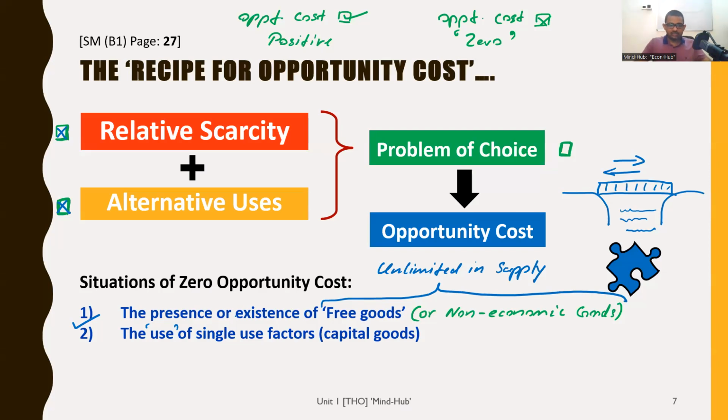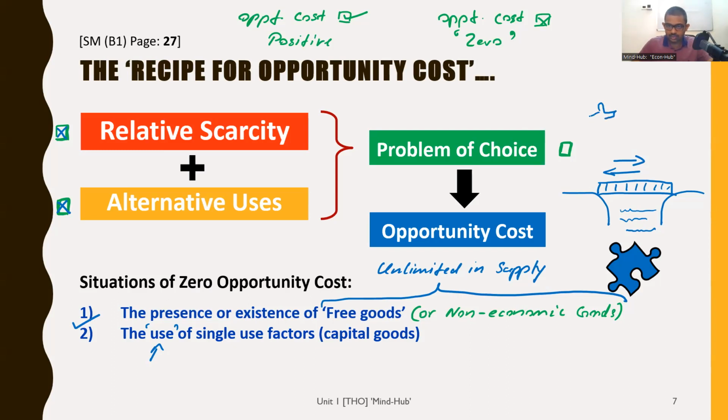But remember, it is when we use single use factors. That's the key. Because to construct the bridge, to build the bridge, there is an opportunity cost. Why? The resources, the money that was spent to build the bridge, the government could have built a hospital. Government could have built a school. Government could have imported a petrol shipment, right? So there is an opportunity cost to build the bridge, but there is no opportunity cost when you use the bridge. Single use factor.